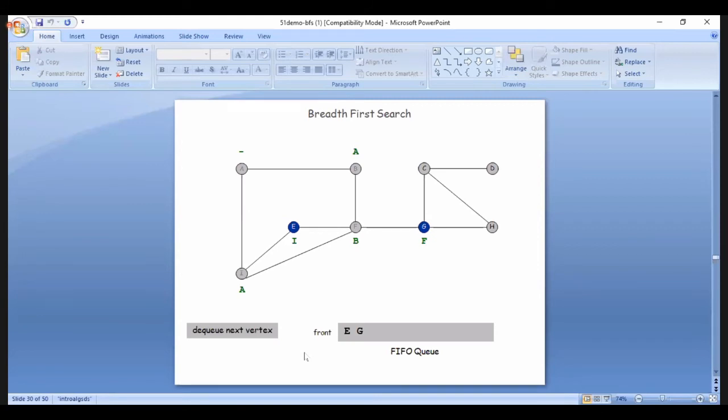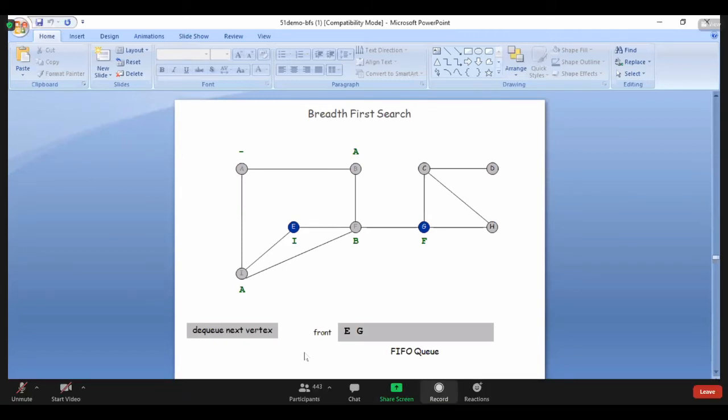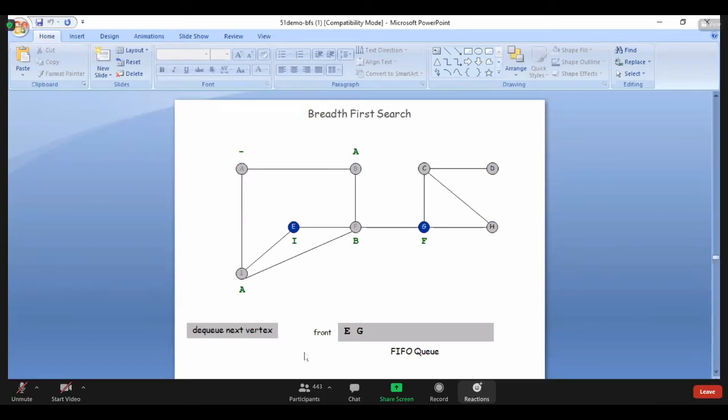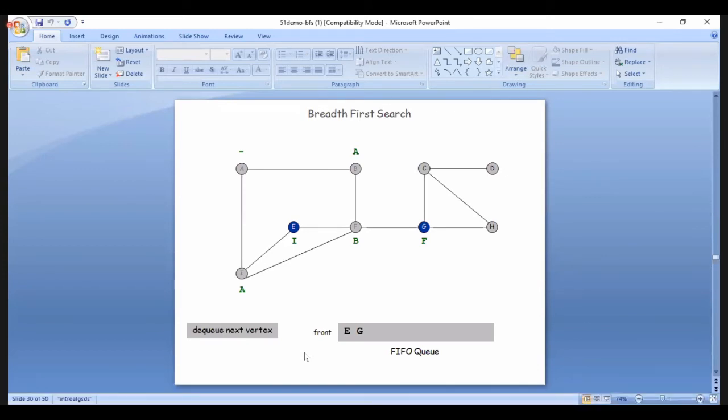Definitely we are using recursion only. Definitely we should use recursion. I'll explain the program also. Okay. Right? BFS is done.